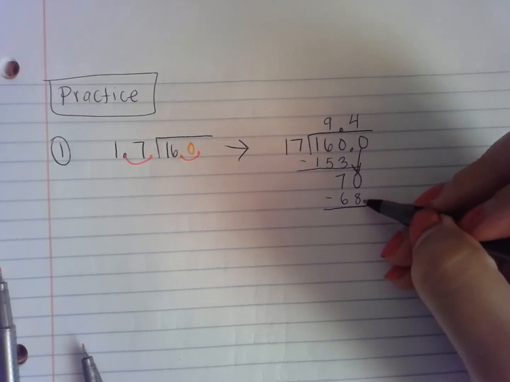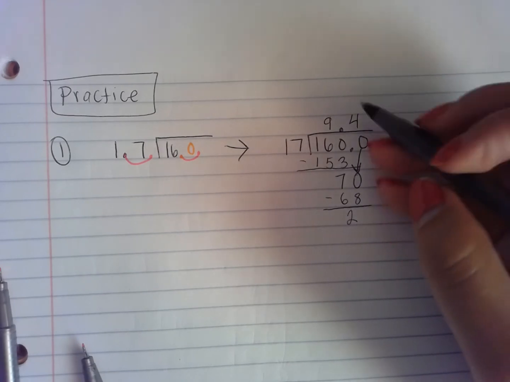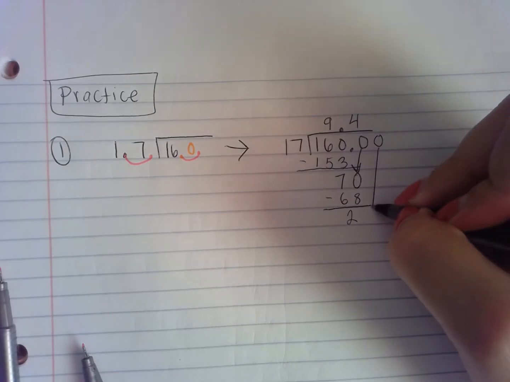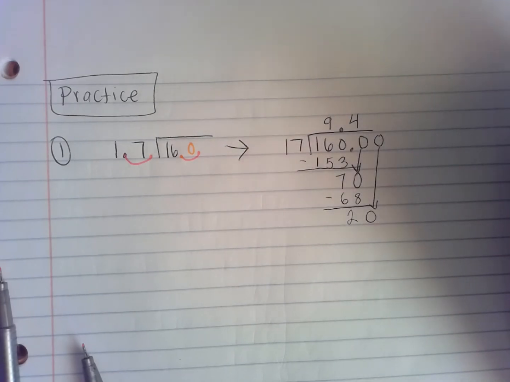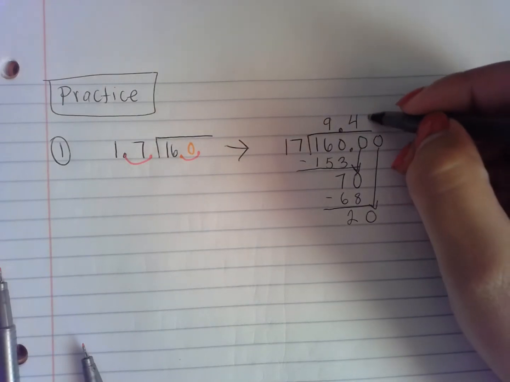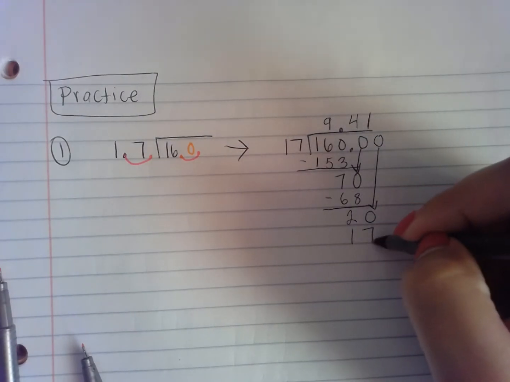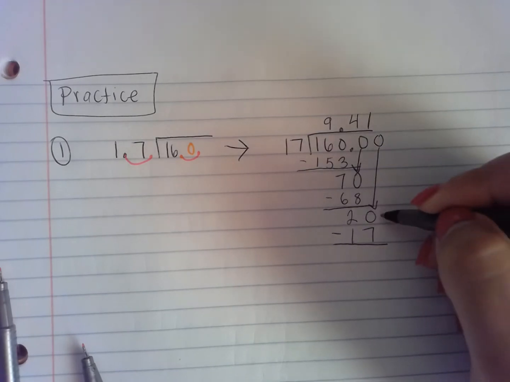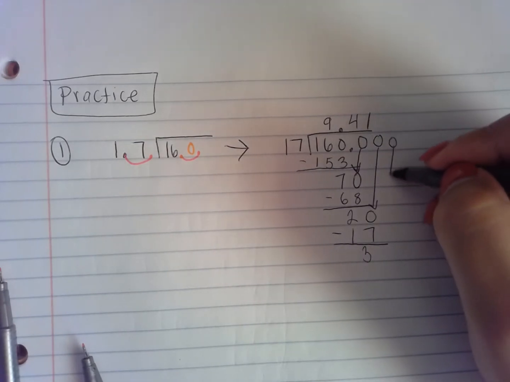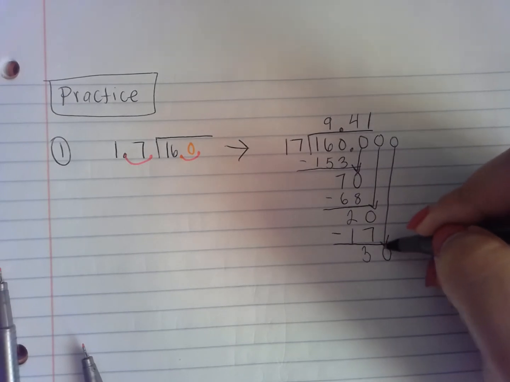70 minus 68 would just give me 2. We're still stuck in the same situation. So let's plug in another 0. Okay, so now we have 20. Right, so this one's straightforward. 17 into 20, well, I know that goes in once. That would leave me with 17. Now 20 minus 17 will leave me with 3. And let's just continue on with that same pattern here.